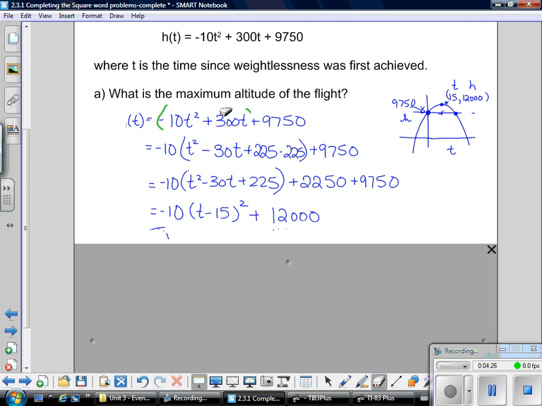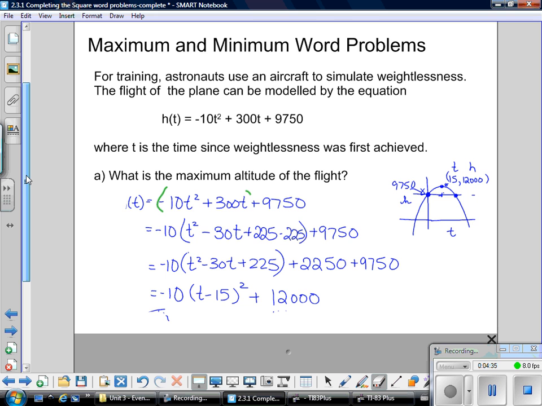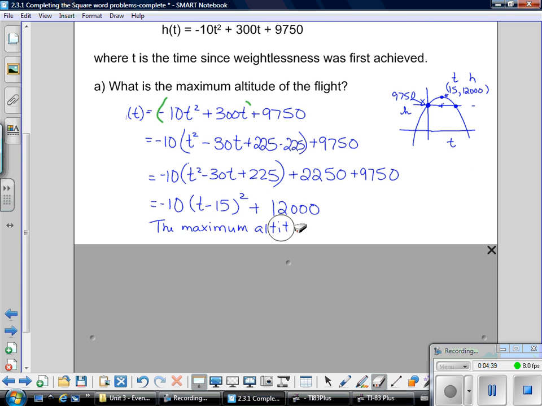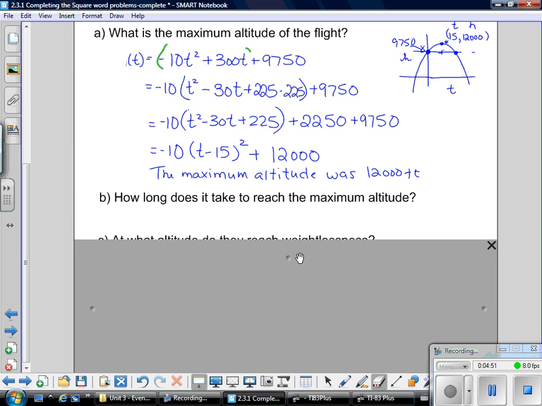So what was the maximum altitude? Well, the maximum altitude was 12,000. And I think it was feet, or they didn't tell us what it was. So we can put the maximum altitude was 12,000, and I did put feet here, even though the question didn't say it was in feet. The next question is, how long does it take to reach the maximum? So how long does it take to get up to that top? Well, I can see it's the vertex, it's 15.